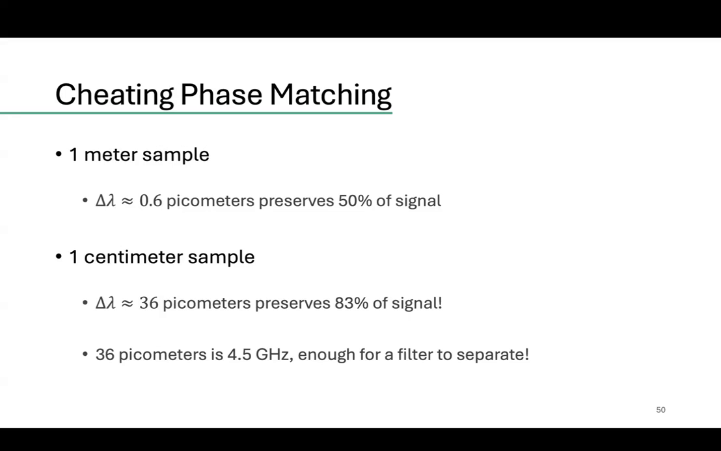That's very significant because 36 picometers, that separation, is about 4.5 gigahertz at our wavelengths. And so that is enough for a spectral filter to be able to pick off our scattered light, to be able to retrieve the mechanical information and distinguish it from the driven Stokes field that we're pummeling the system with.